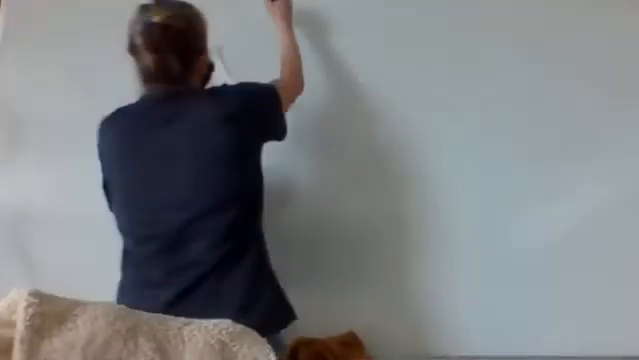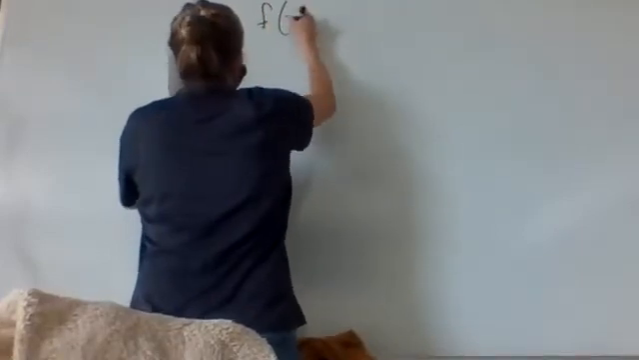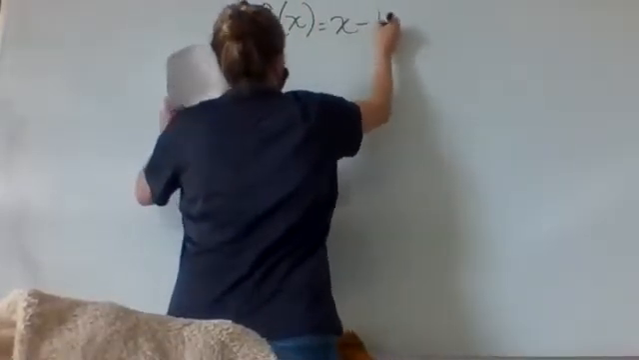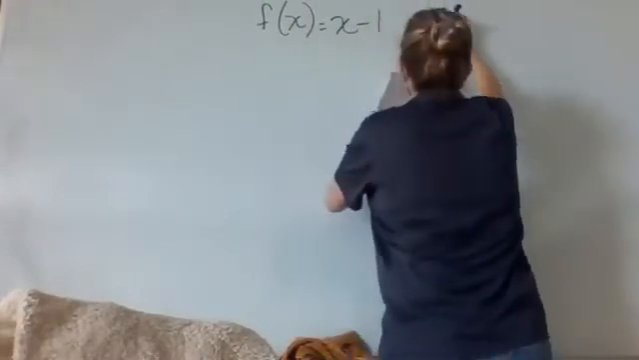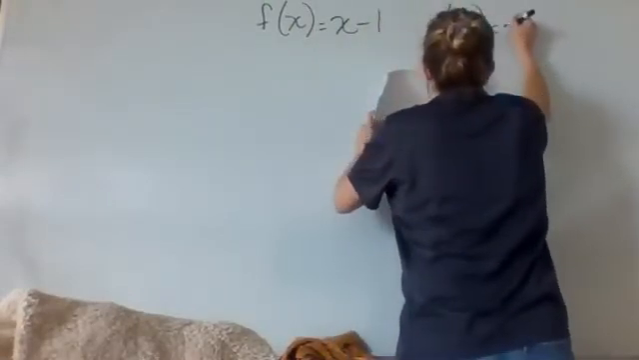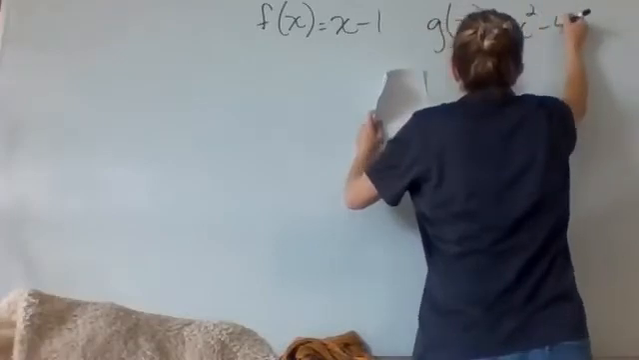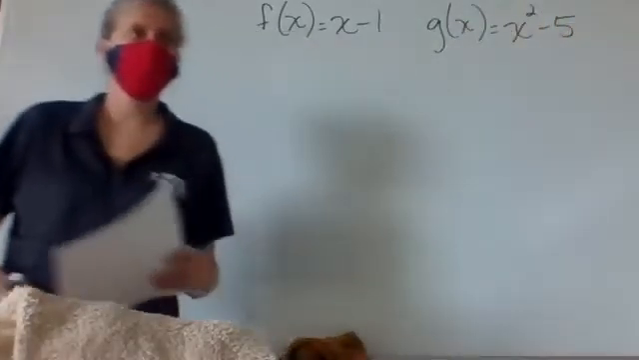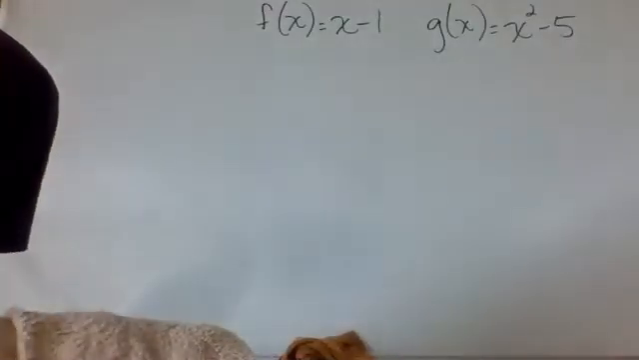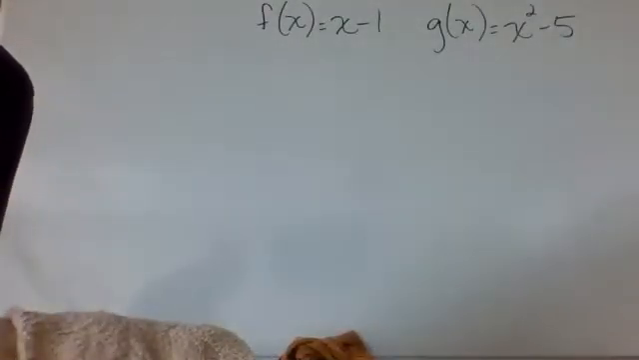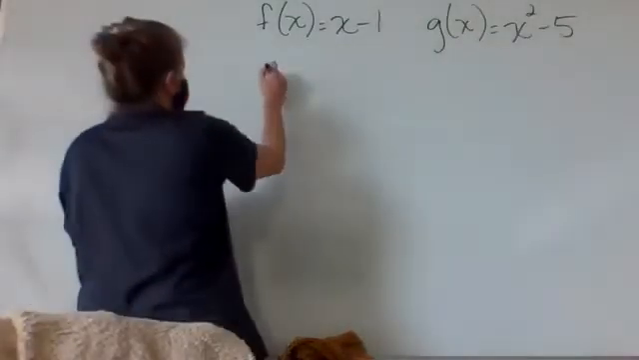It's still going to give us 2 functions. On number 1, f of x is x minus 1. G of x is x squared minus 5. And it wants me to find what is called f of g of negative 2.